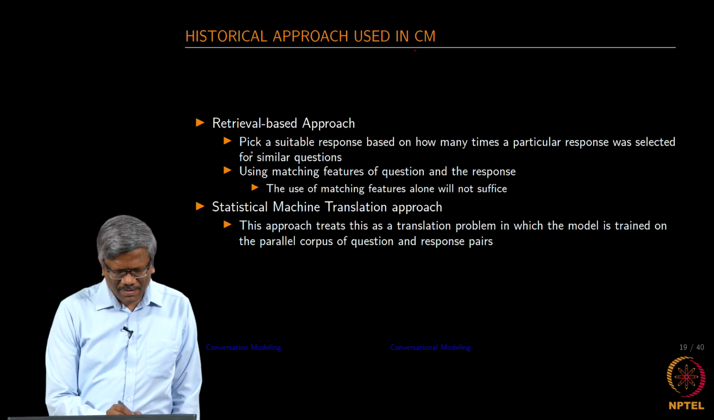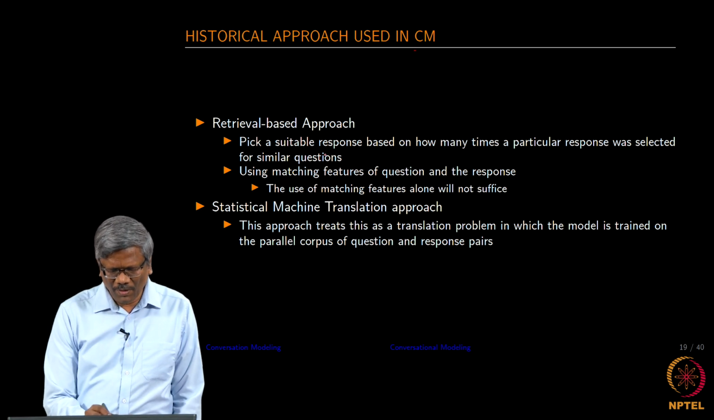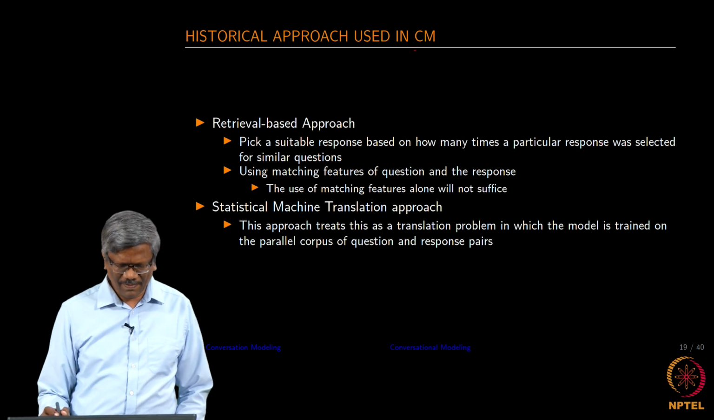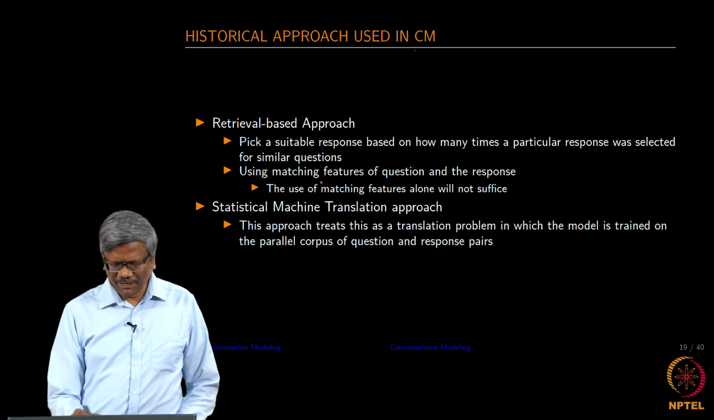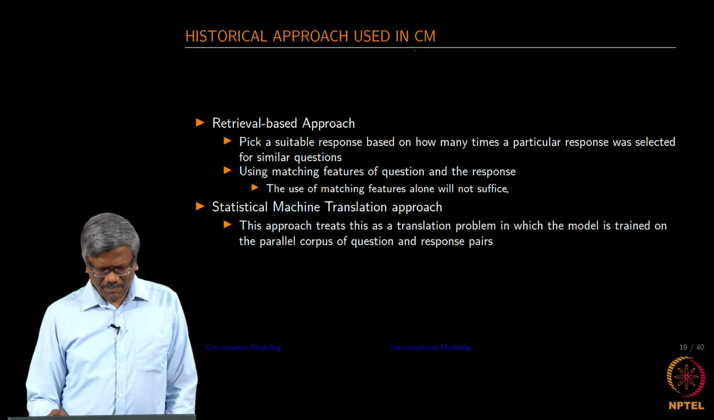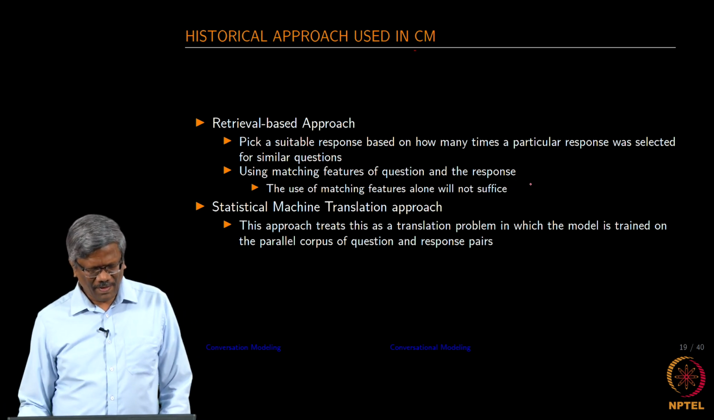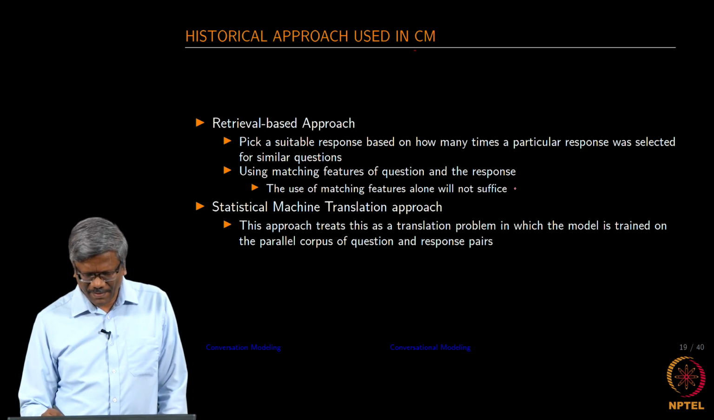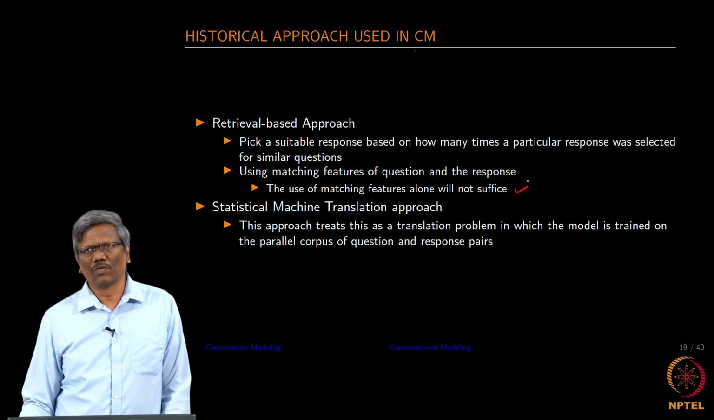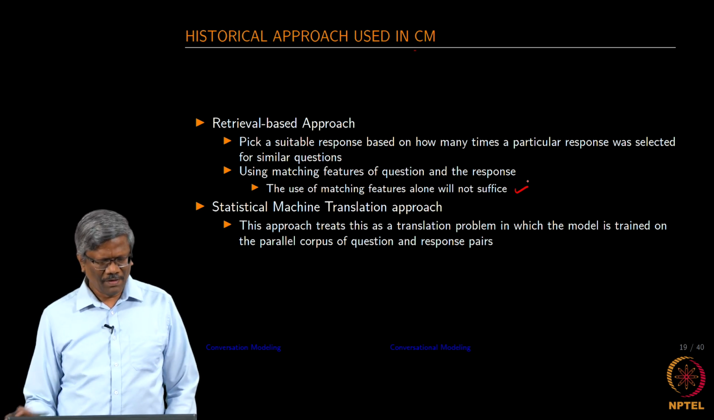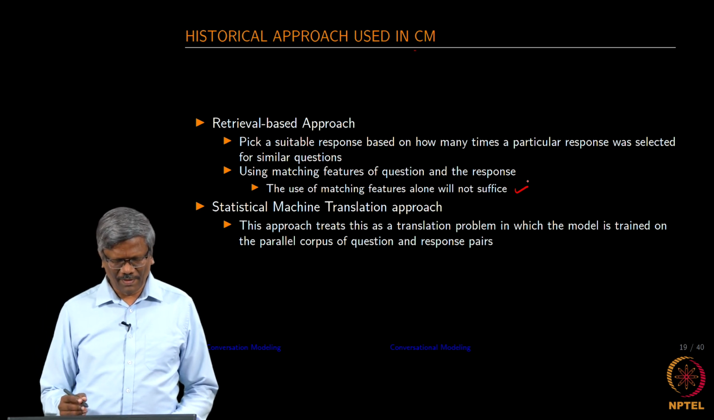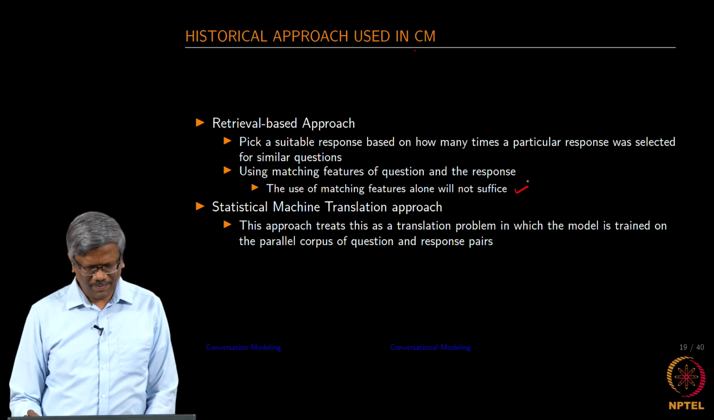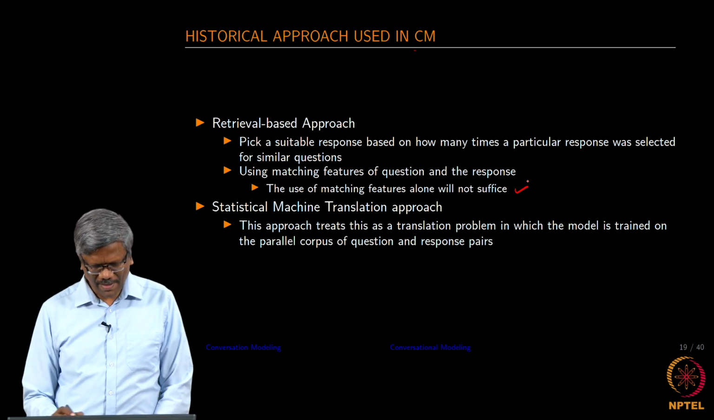So, what this does is essentially it picks up a suitable response based on how many times a particular response was selected for a similar question, and then using matching features of the question and the response, it finds the answer. So, we learned that the use of matching features alone will not suffice for doing the retrieval based model. So, let's look at least one example of a retrieval based model in the subsequent slides.